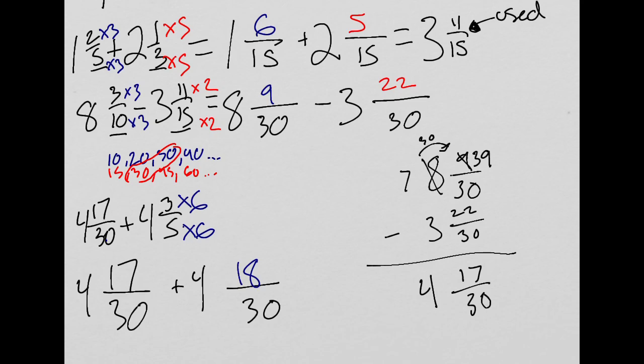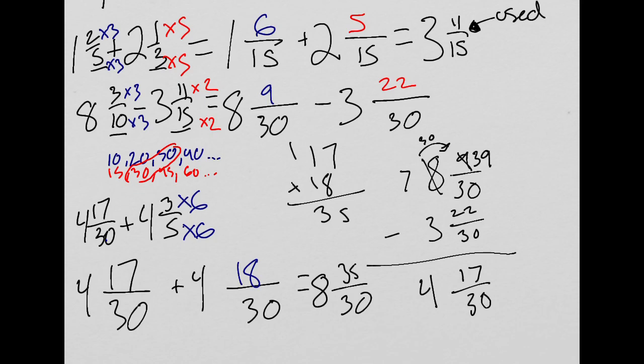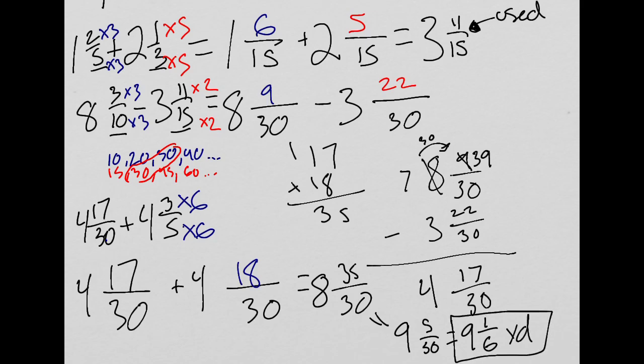So 4 and 17/30 plus 4 and 18/30 can be my final piece here. So I get 8 and 17 plus 18, 35/30, which I can then simplify as 9 and 5/30, which I can simplify one more time and say that equals 9 and 1/6. I think it's yards of fabric. I think the unit here is yards. It is. So it's yards. So 9 and 1/6 yards of fabric.